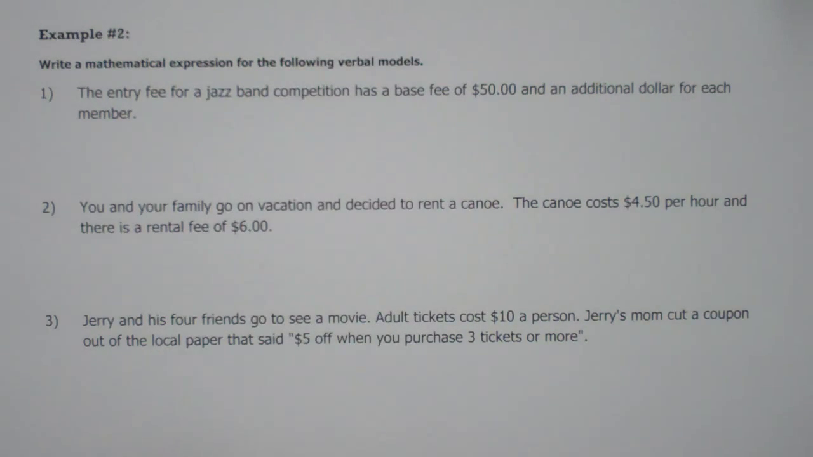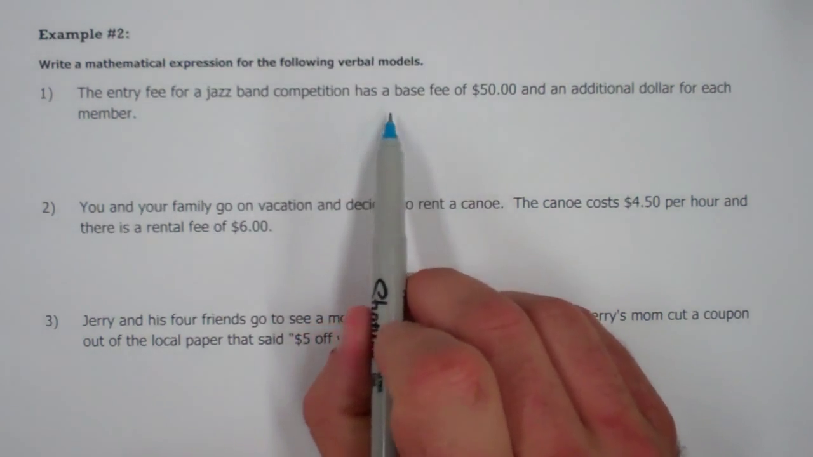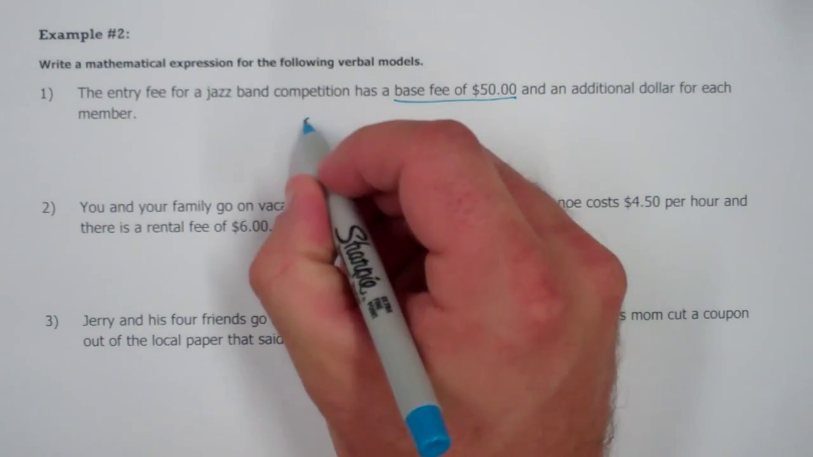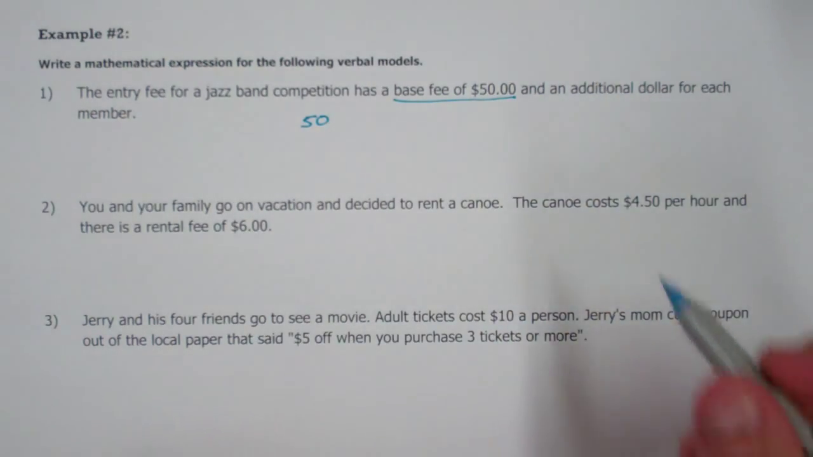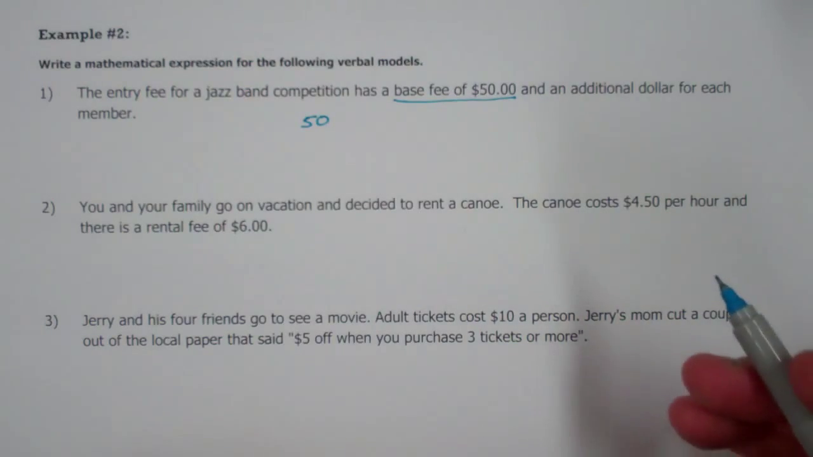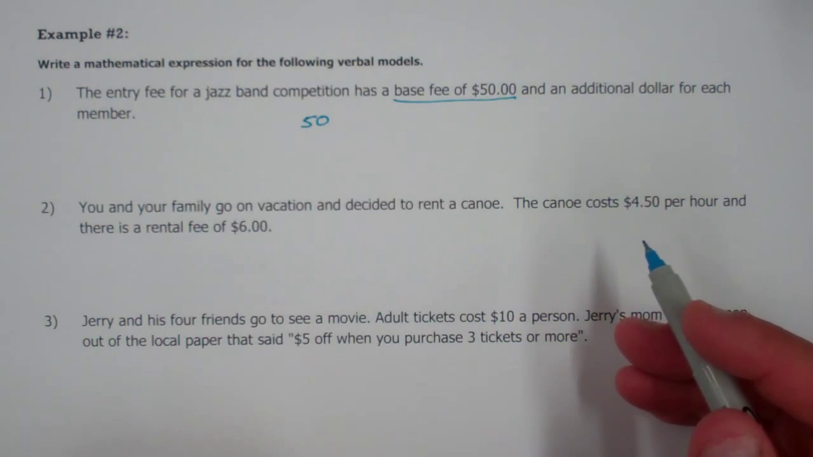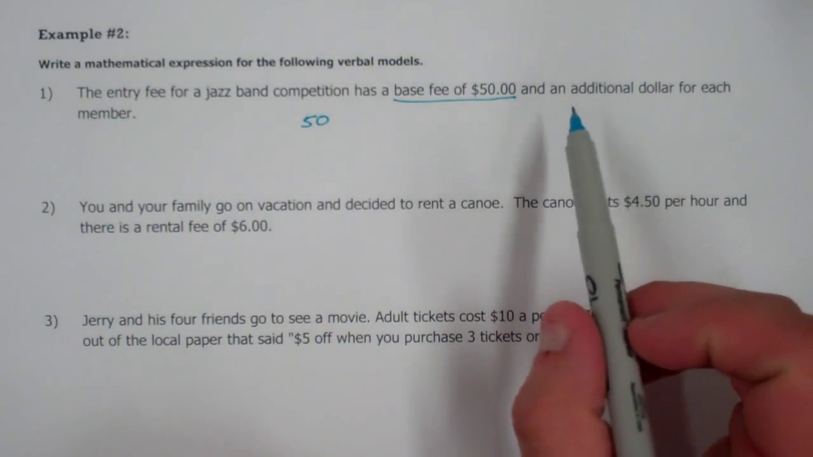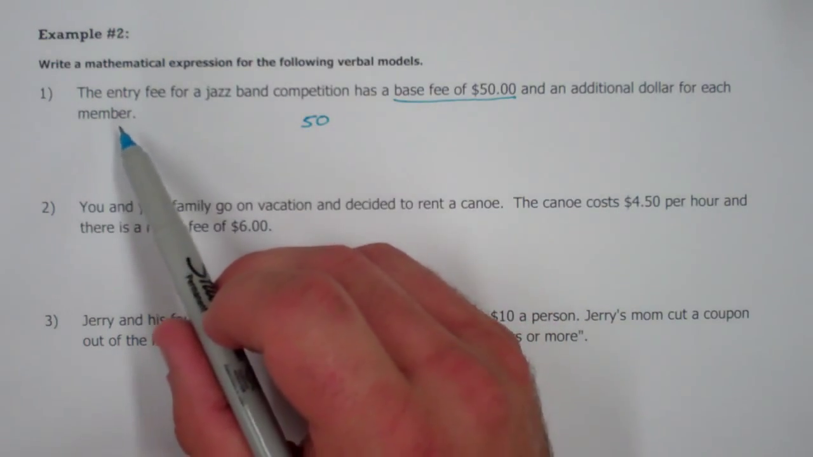So number 1 says the entry fee for a jazz band competition has a base fee of $50 and an additional dollar for each member. It's a great idea to see what's changing in this situation and then also what's staying the same. What's staying the same is this base fee of $50. So I'm going to write that down right now. We'll just write it as 50. We need to understand we're in dollars. It can get confusing if you have cents and dollars, or perhaps even a different monetary unit like euros or something like that. This also says there's an additional dollar for each member.